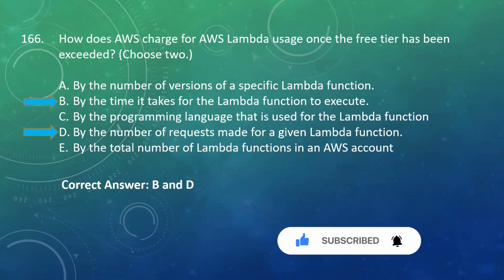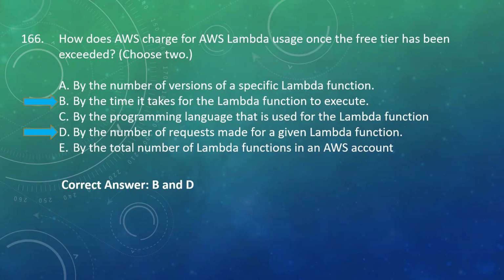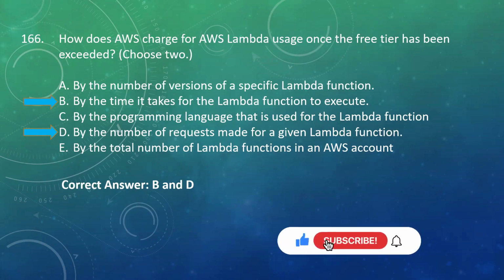AWS bills based on the total compute time consumed by the Lambda function, which is measured in milliseconds. Now, the time is calculated from the moment the function starts executing to the moment it completes, which is why option B is correct. And AWS charges per request for the number of times a Lambda function is invoked. Each time the function is triggered, whether by an API call, event source, or any other means, it counts as a request. Hence, option D is also correct here.